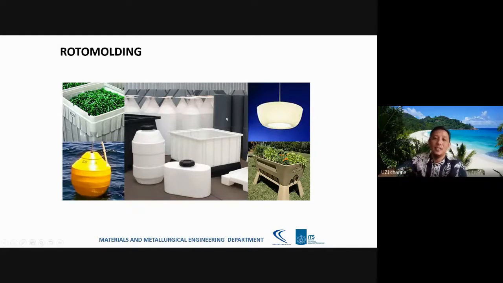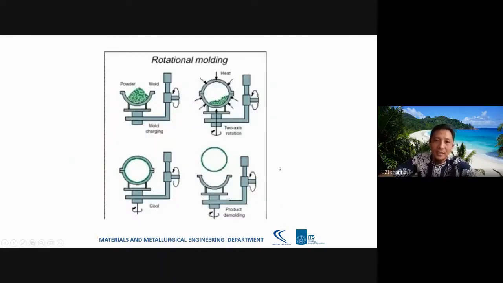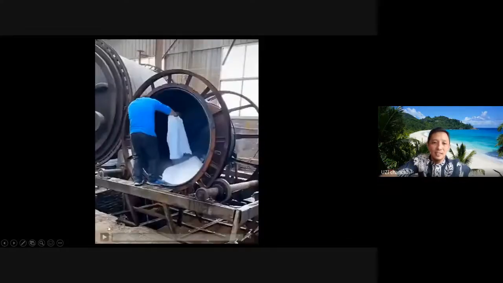Let's see the process. This is the concept of rotational molding. This is the powder of the polymer, heated up and rotated, and after it cooled, we got the solid polymer, and we have the form like the mold, like this, and finally it can be released, becoming the polymer product. Okay, let's see the process of rotomolding.